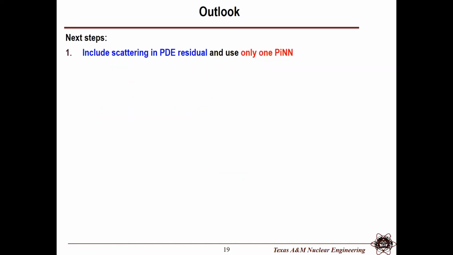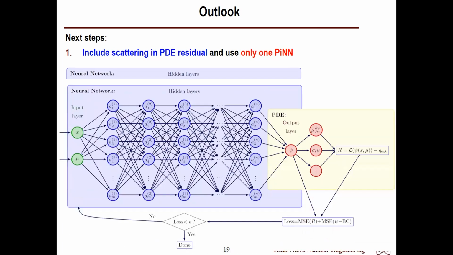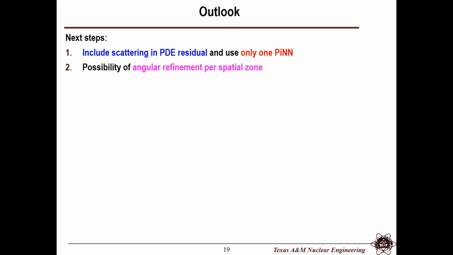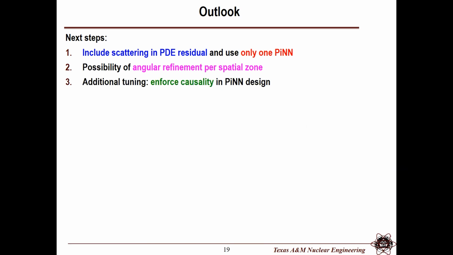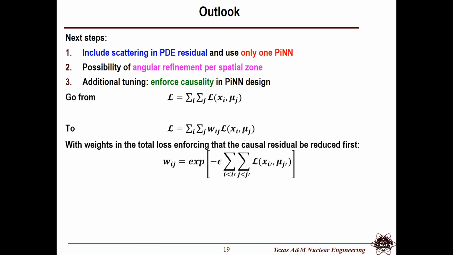And then just some outlooks as to what's next. Now, instead of having multiple PINNs, we would like to include our scattering within the PDE residual and only use one PINN, where we would have to update our PINN architecture. And then there's the possibility of angular refinement per spatial zone. So instead of being fixed to a certain amount of angles within our quadrature, we could have in different zones more angles required, basically however we desire. And then also possibly looking into enforcing causality in our PINN design, where the loss function would then be weighted so that it enforces the initial residual first.